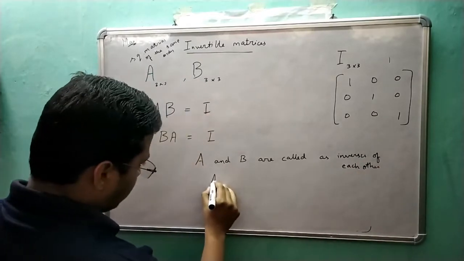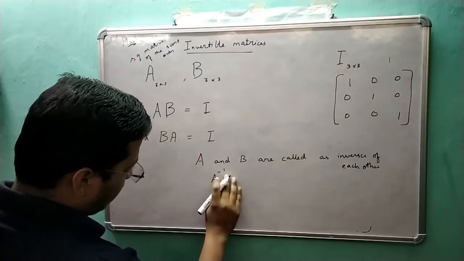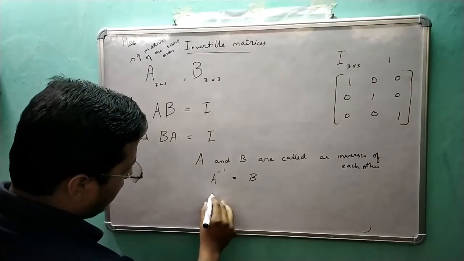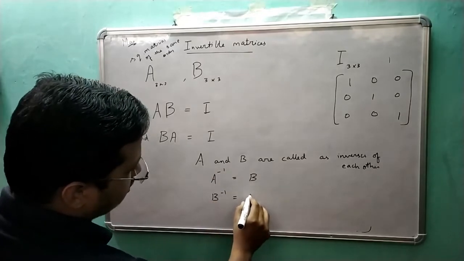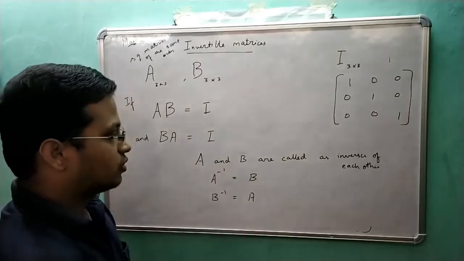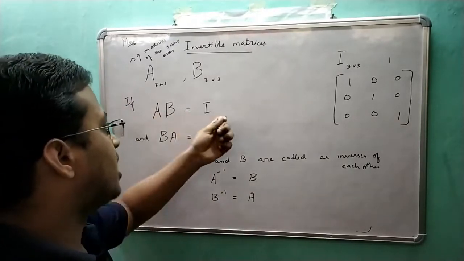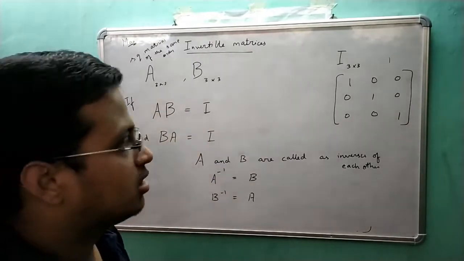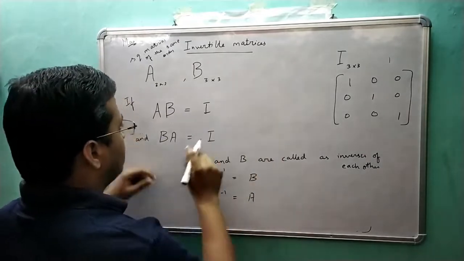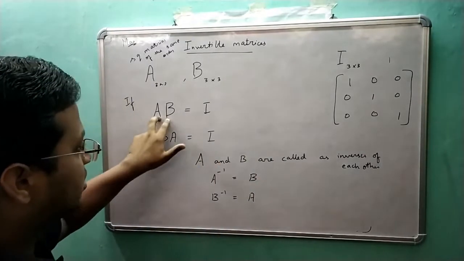So we can say that the inverse of A is B and the inverse of B is A. So both the conditions have to be satisfied: A into B should be I, B into A should be I. Don't think that both of the multiplications are going to be the same.